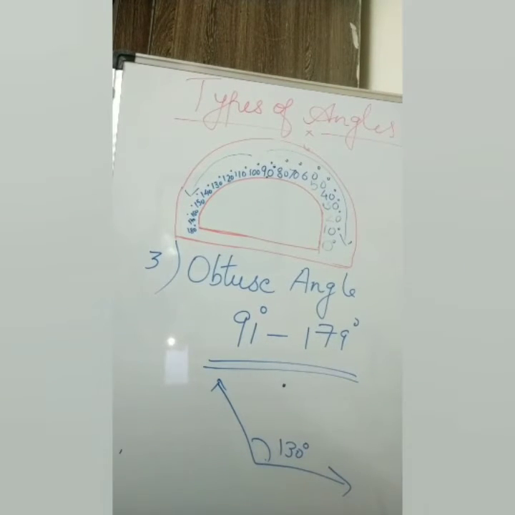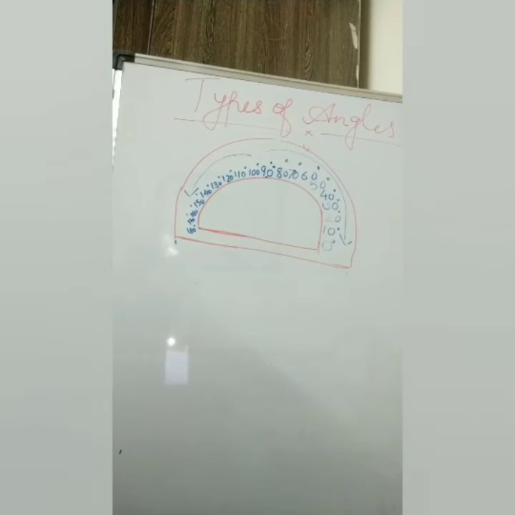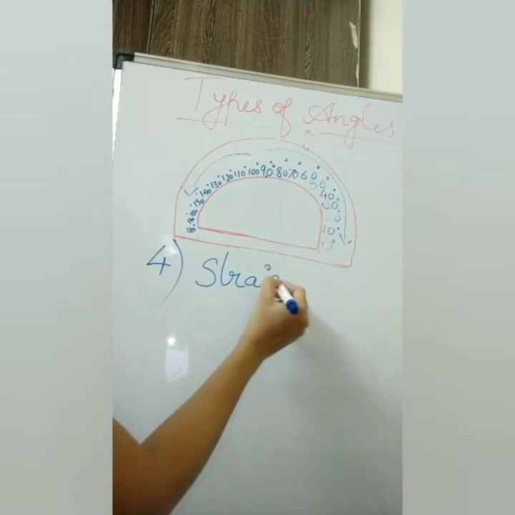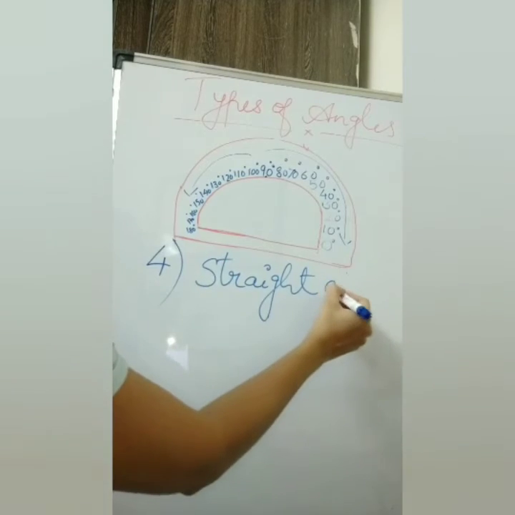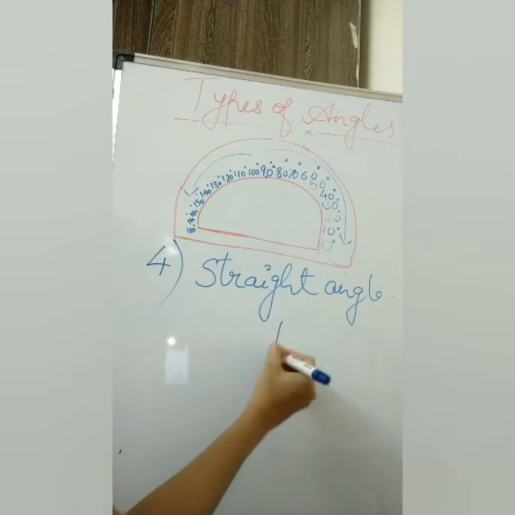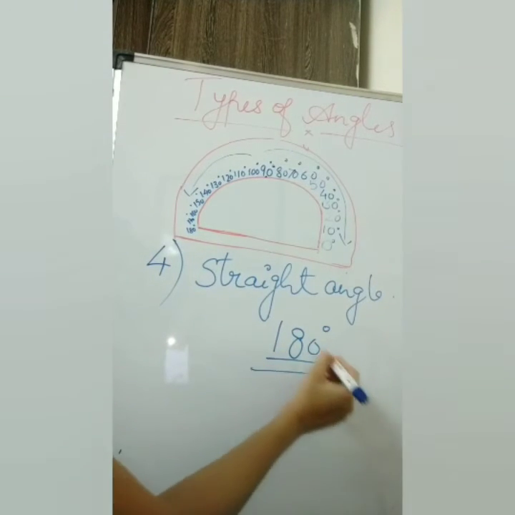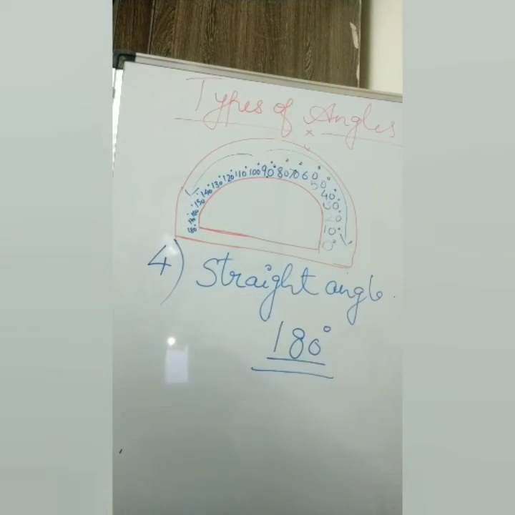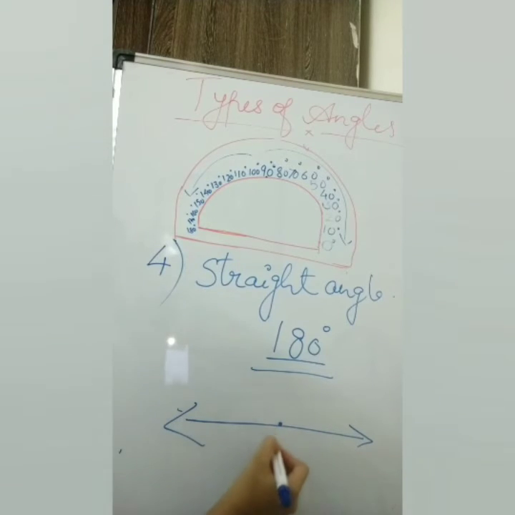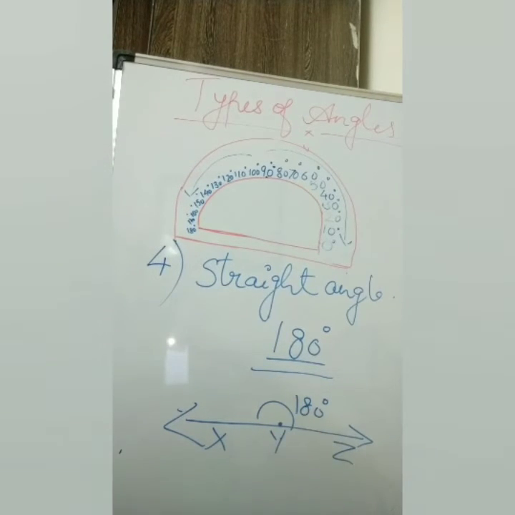Now the fourth one we will discuss, that is straight angle. An angle whose measure is 180 degrees. An angle whose measure is what? 180 degrees, that is a straight angle. Now a straight angle will be like this.